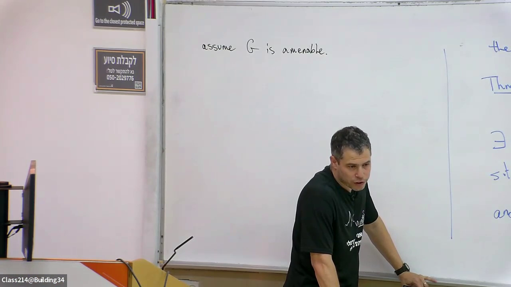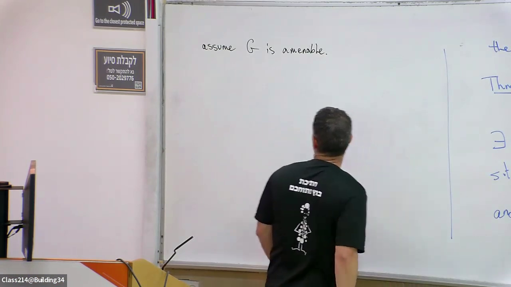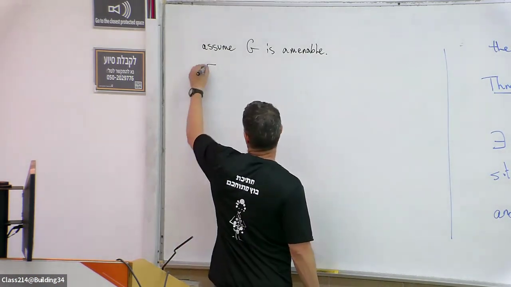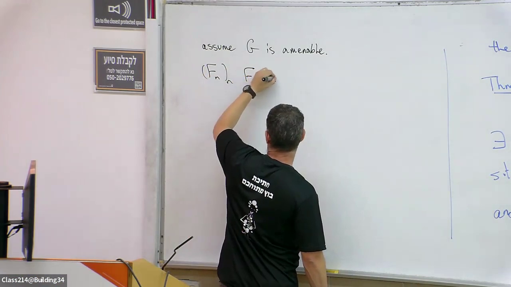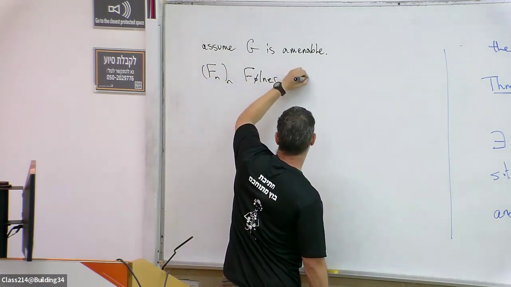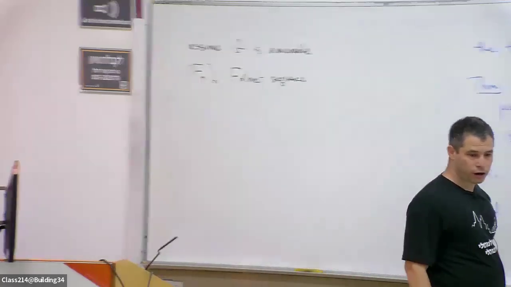So if you take a Følner sequence in a group, assume G is amenable, and take Fn to be a Følner sequence. We'll show soon that groups of sub-exponential growth are amenable.